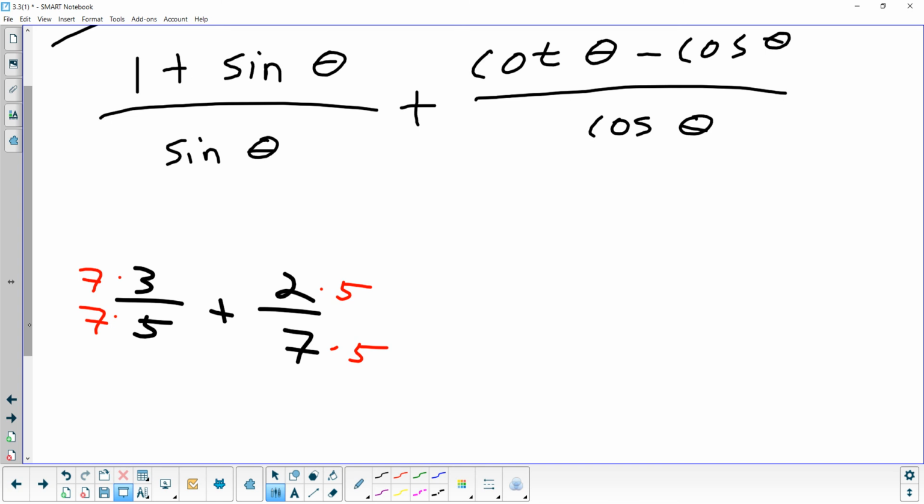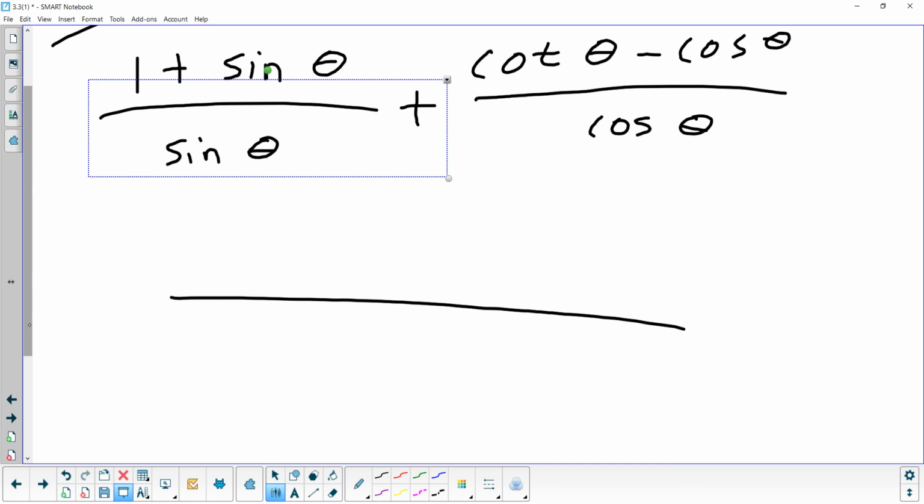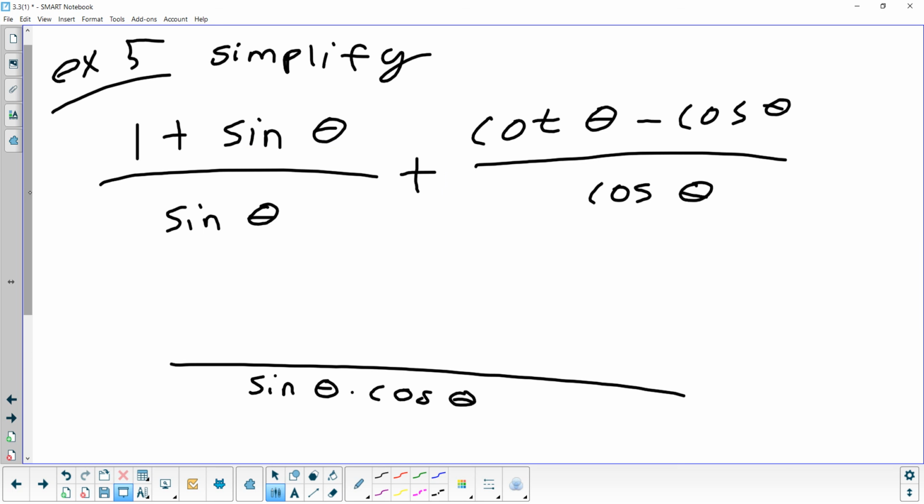We're going to do exactly the same thing up there. All right, so the common denominator is going to be sine times cosine. What is the denominator on the left missing so that it has the common denominator?